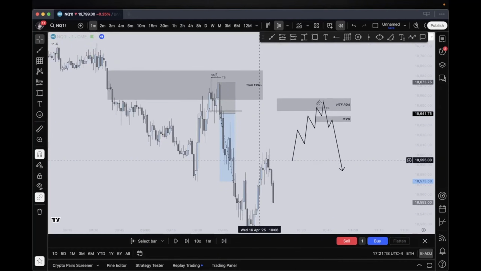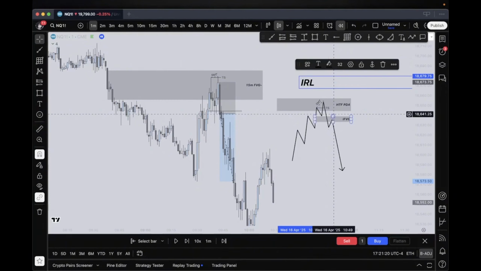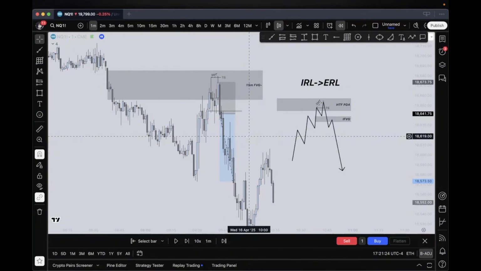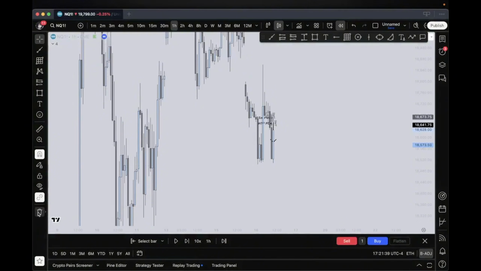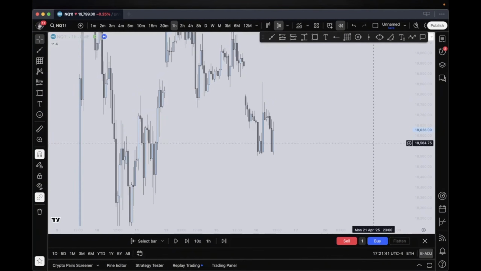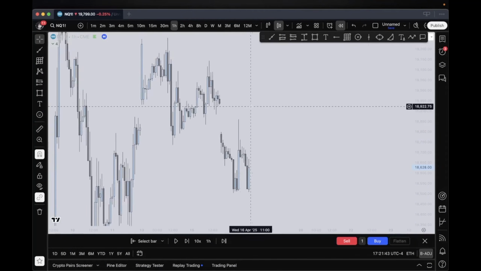Going on the high time frame, because again, what are we trading? IRL to ERL on the high time frame. This low time frame model does not distribute price. This is how we get accurate entries and don't get stopped out. But what is distributing price is IRL to ERL and ERL to IRL. So we hop on the hourly time frame, obviously to get our bias. Now I will go ahead and delete the stuff, right? We're obviously in a bearish trend.